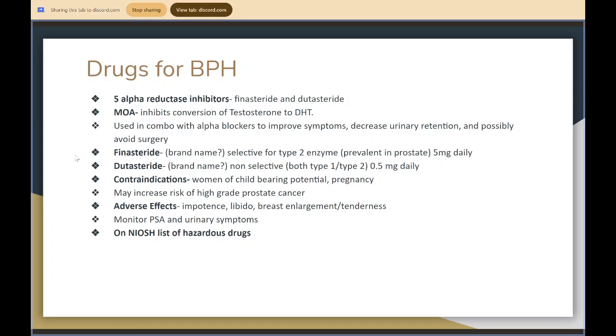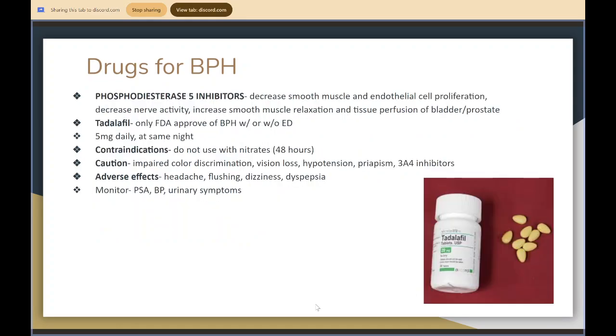Adverse effects are going to be impotence, loss of libido, breast enlargement, and tenderness. Monitor PSA and urinary symptoms, and it is on the NIOSH list of hazardous drugs. You may come across a NIOSH question for Area 6. All right. Continuing to phosphodiesterase 5 inhibitors.